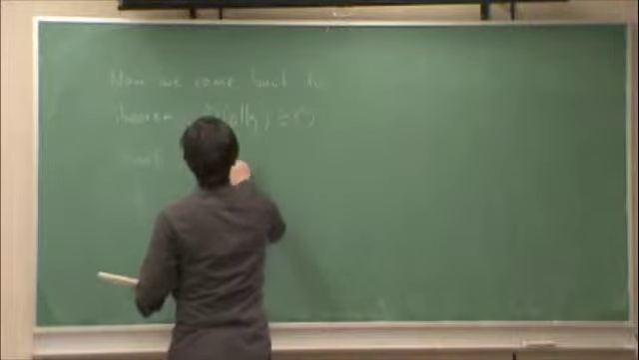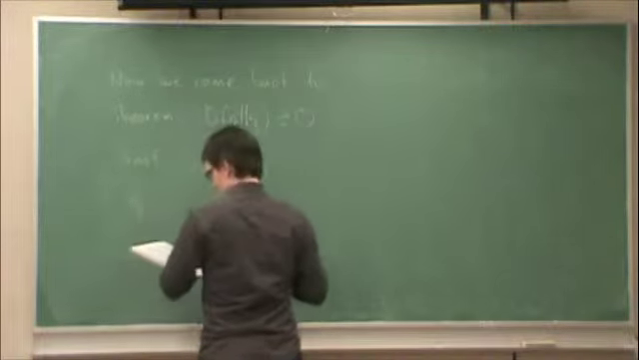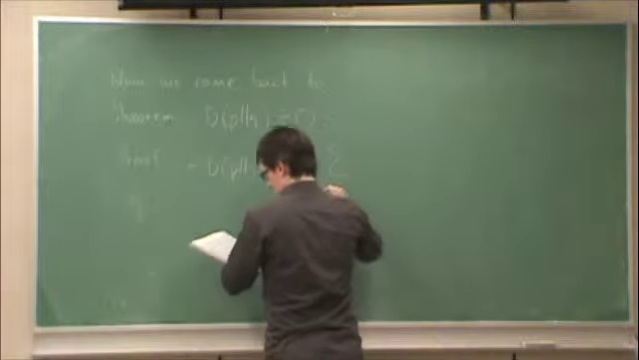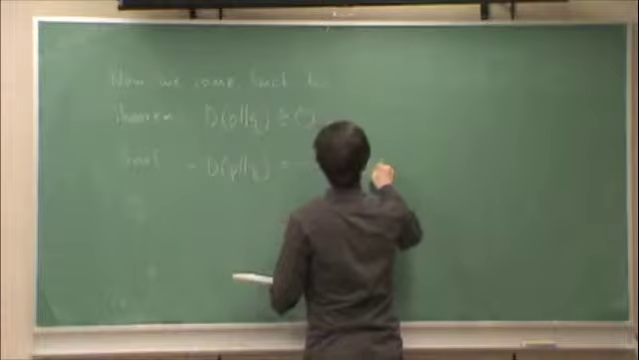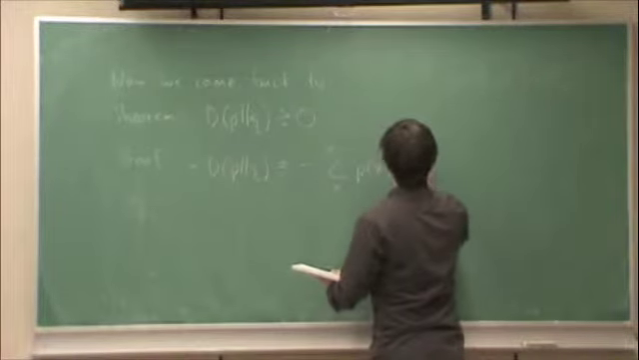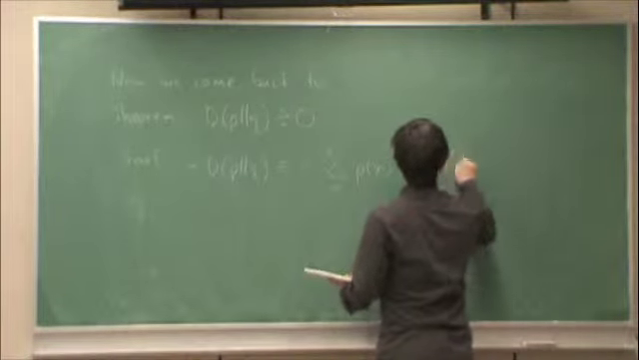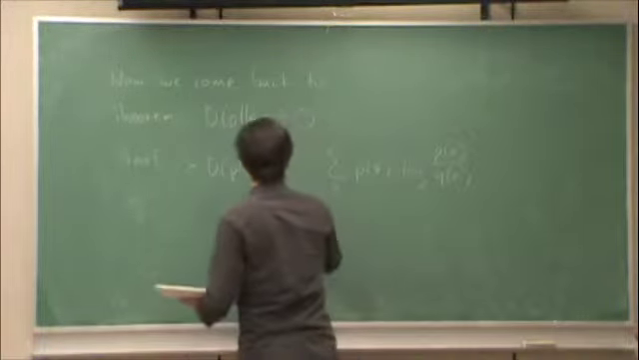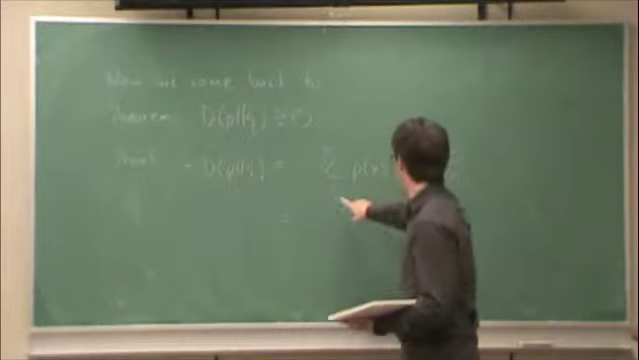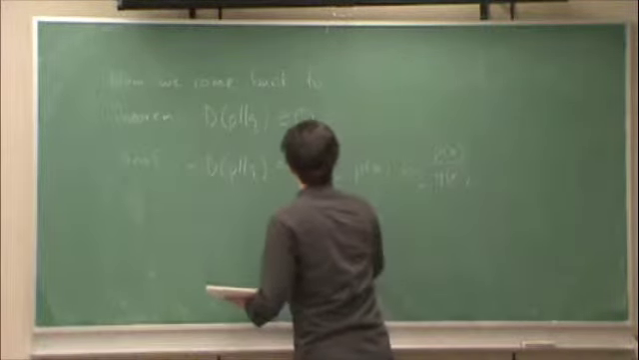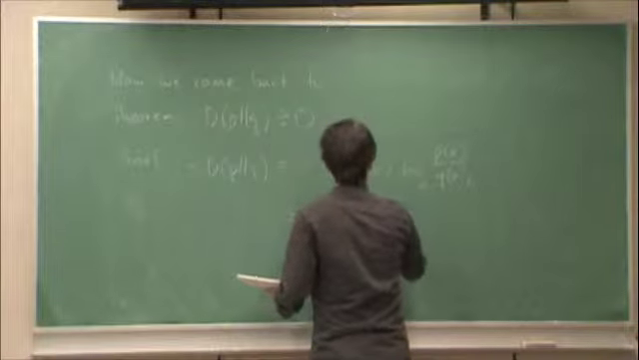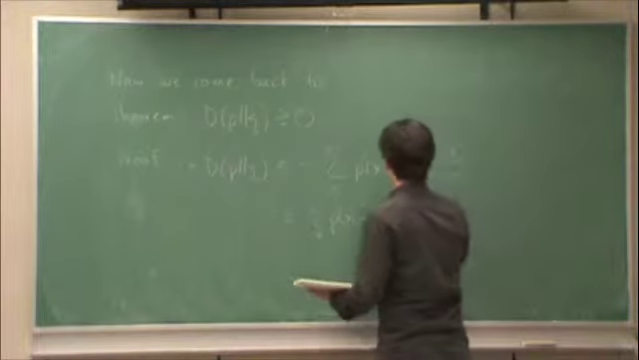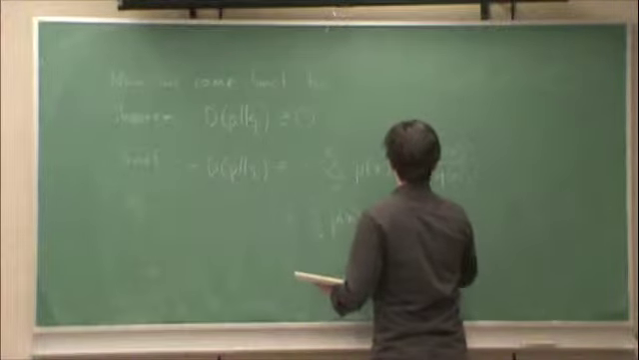Negative D(p||q) is equal to negative the sum over all values of x, p of x, log p of x over q of x, which is equal to, I can take this negative inside the log, and what does that do? That's right, it's the inverse, so q of x over p of x.